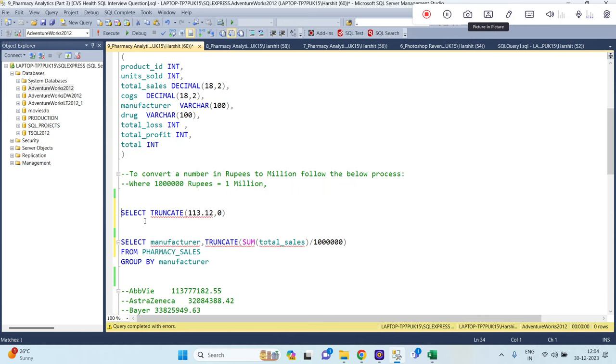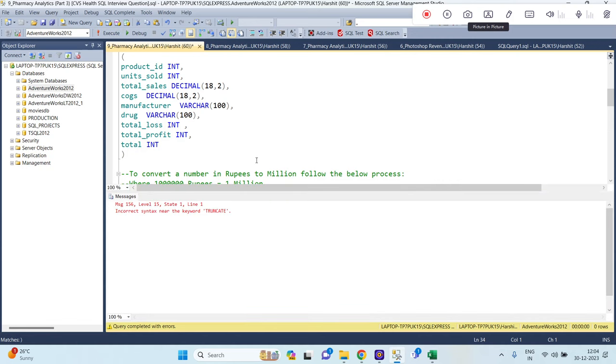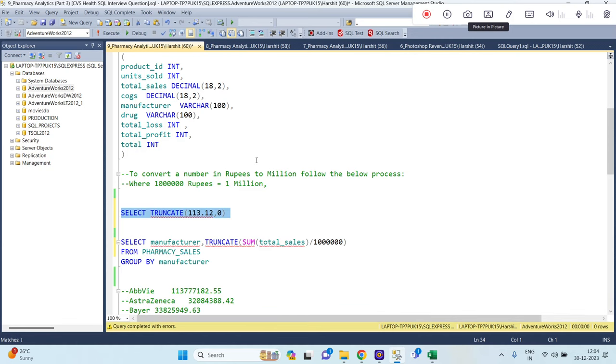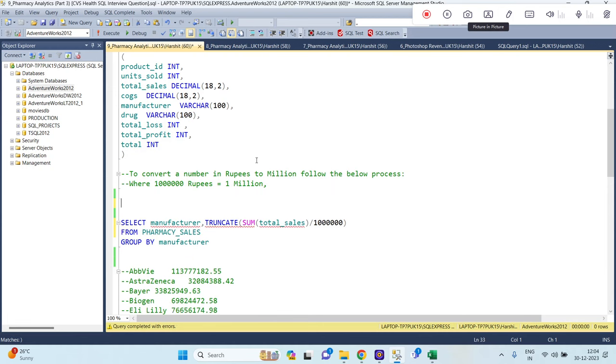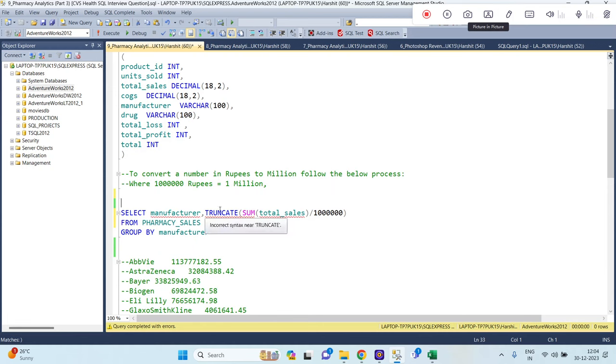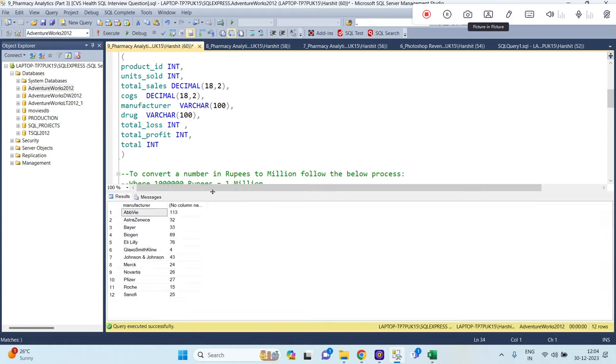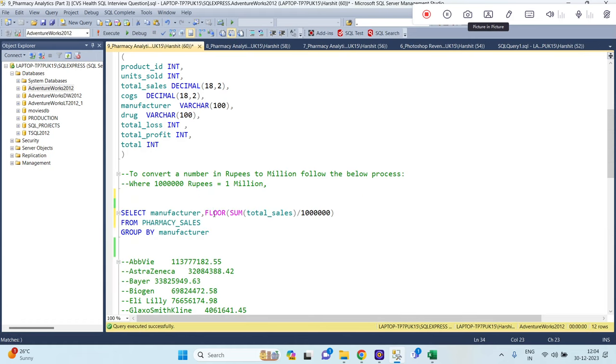I think it is there in Oracle or any other database. I think floor is the correct one. Floor and ceiling, right? Two functions are coming. If we use ceiling, then it will become 114, right? What is the spelling? It will become now 114. Perfect. So here we can use floor.